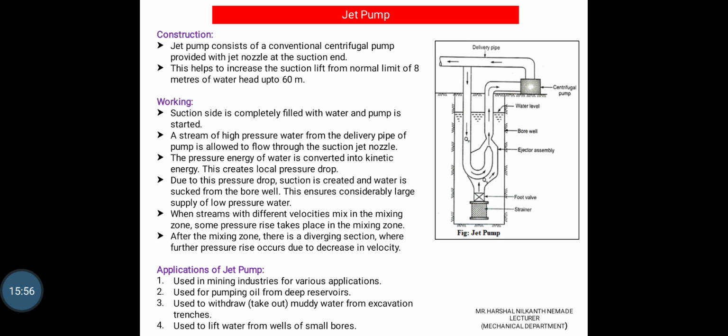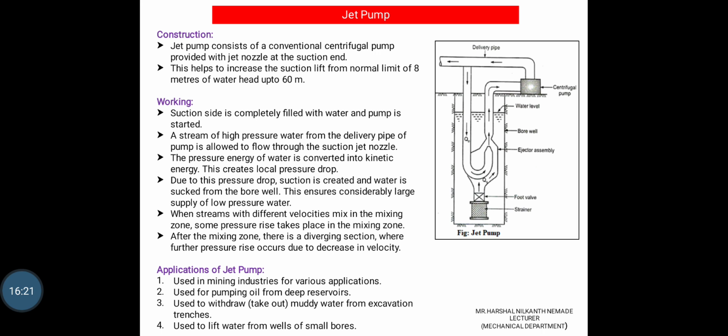Jet pump. Construction: you will see the jet pump consists of a conventional centrifugal pump provided with a jet nozzle at the suction end. This helps to increase the suction lift from the normal limit of 8 meters to a water head of up to 60 meters. Working: the suction side is completely filled with water and the pump is started.